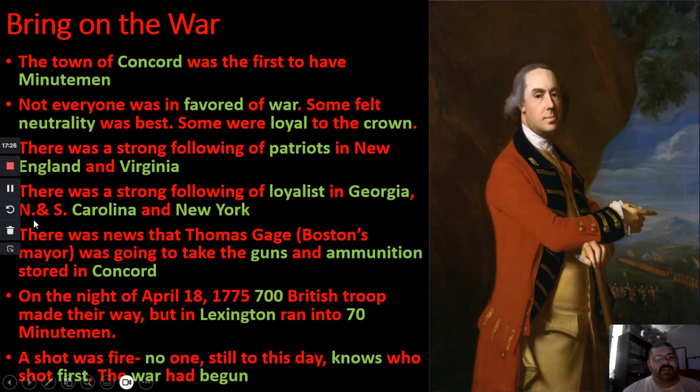Now, the town of Concord was the first group to really have Minutemen. Okay. Again, I'll be making a little TikTok video about Minutemen as well. But really quickly, Minutemen were guys who had guns right next to their door. Anytime there was a call for, hey, we need people to fight, these guys can get up and get ready to go fight in less than a minute.